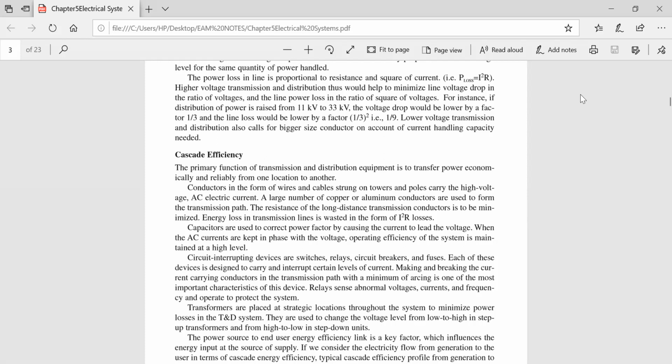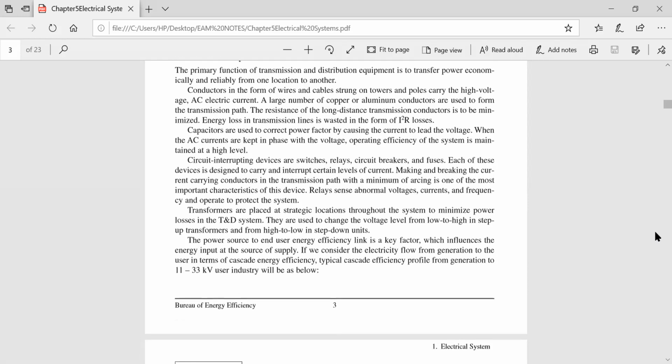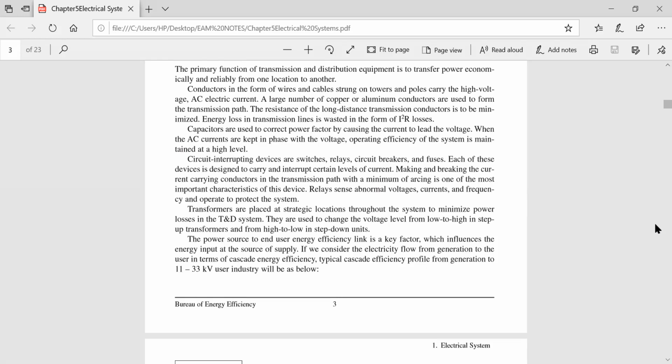The circuit breaker is tripping off, right? So when we are talking about the cascade, the power source to the end energy efficiency link will be the main factor. And if we consider the electricity flow from the generation to the cascade energy efficiency, a typical cascade profile starts from the generation at 11 kV to 33 kV, which are used in industry.